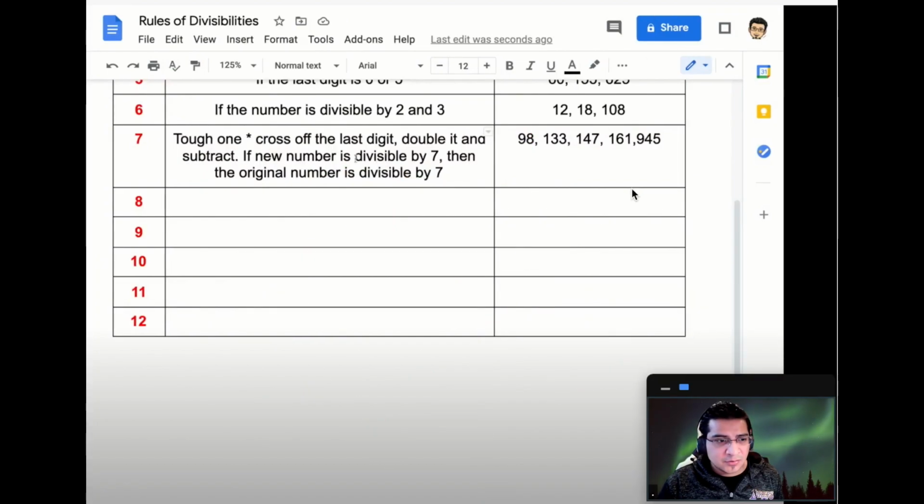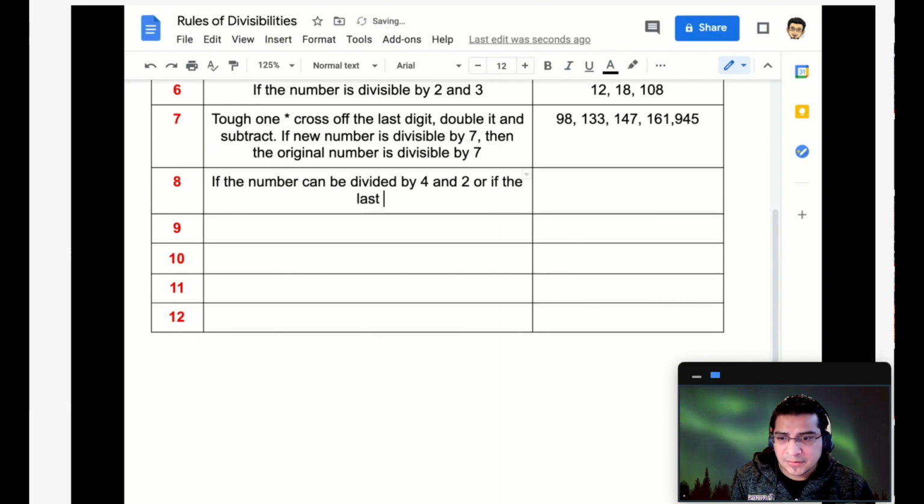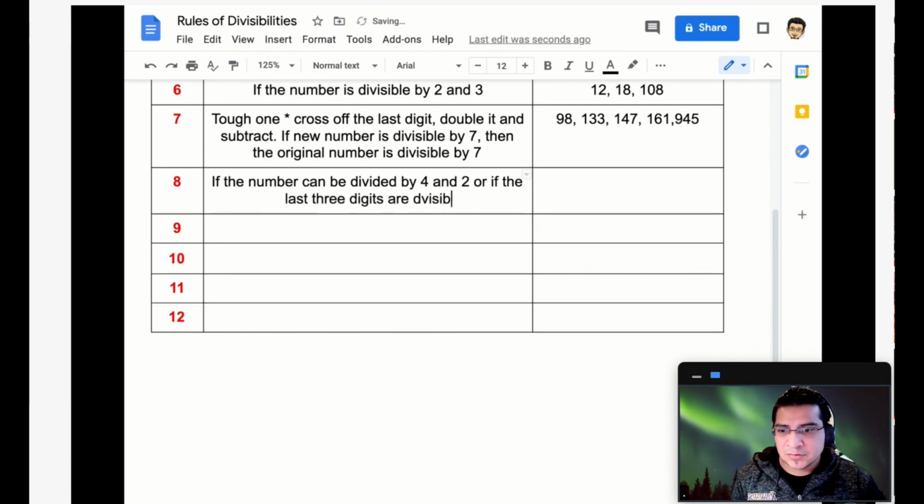And now we're going to go to the next one, which is number 8. So if the number can be divided by 4 and 2, then the whole number is divisible by 8, okay? Because if you divide it by 4 and 2, it's like saying 4 times 2, which is 8. Or you can also look at this if the last 3 digits are divisible by 8.